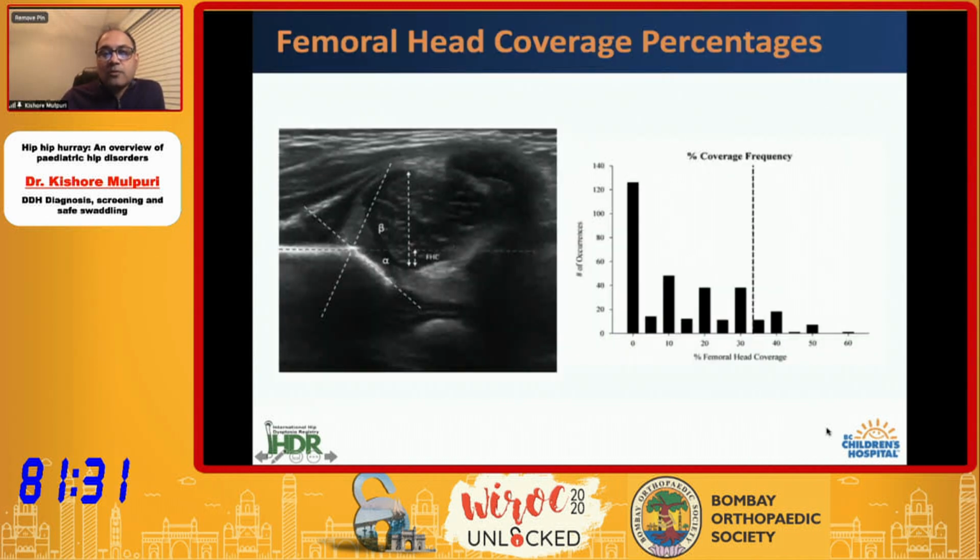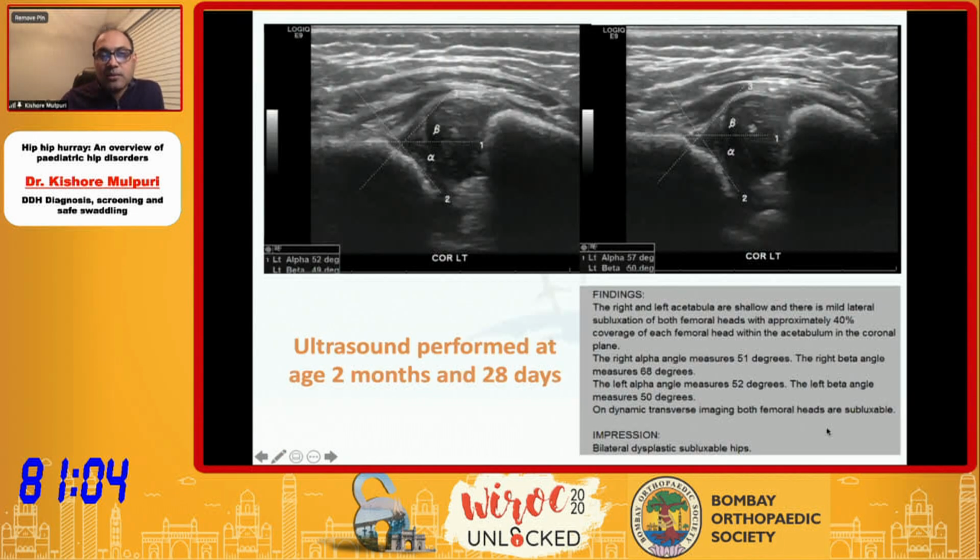And they found that when you get to a femoral head percentage coverage of less than roughly 35 degrees, you start seeing that a majority of them are dislocated hips. Again, this is not set in stone. This is not done from large numbers, but it gives you rough guidance about where you start seeing dislocated hips. If you see less than 35% femoral head coverage on ultrasound, there is a more likely chance this hip is dislocated.